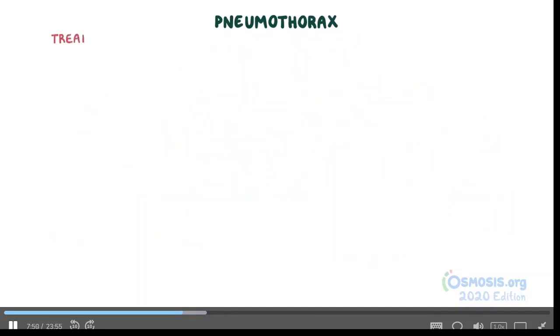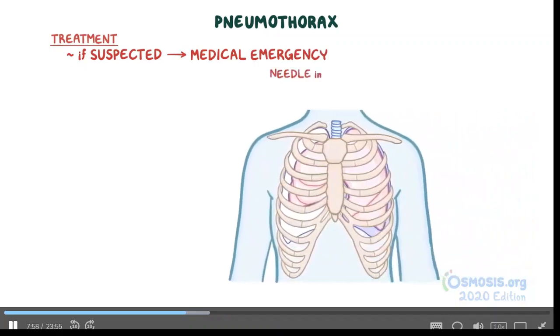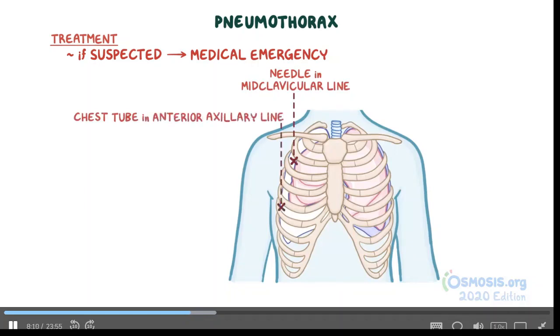A tension pneumothorax is a clinical diagnosis, meaning that if it's suspected, it's a medical emergency that must be immediately treated by inserting a needle in the second or third intercostal space at the mid-clavicular line and decompressing the pneumothorax. Following decompression, a chest tube is inserted in the fourth or fifth intercostal space along the anterior axillary line.